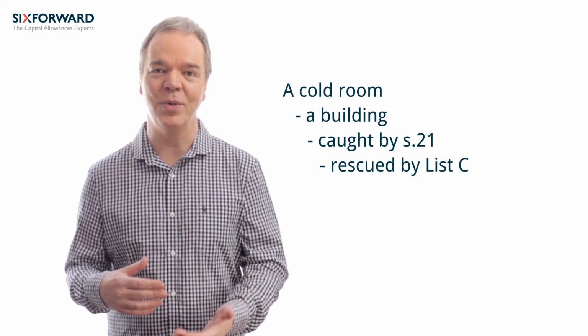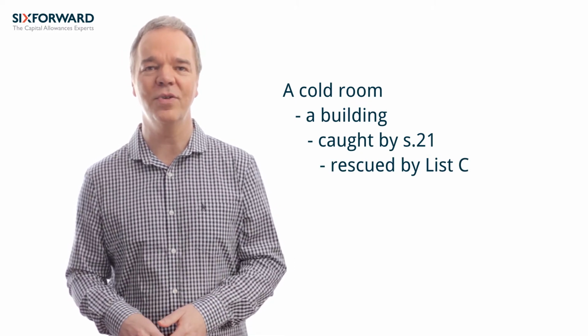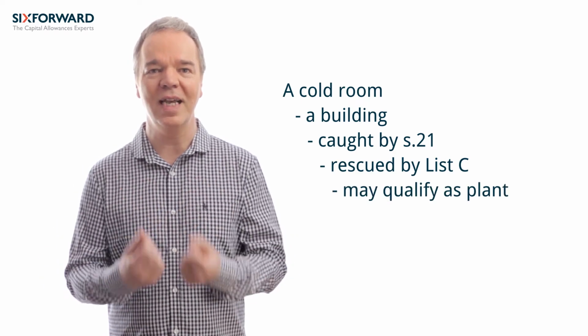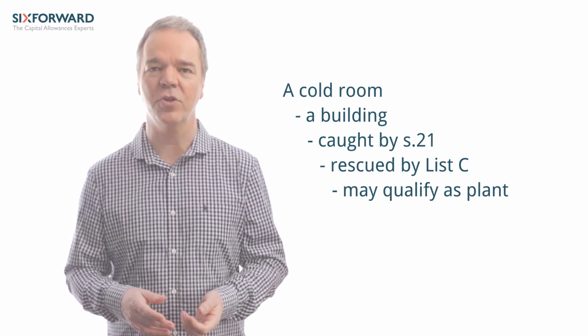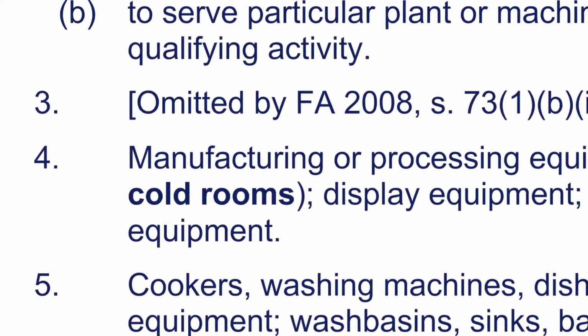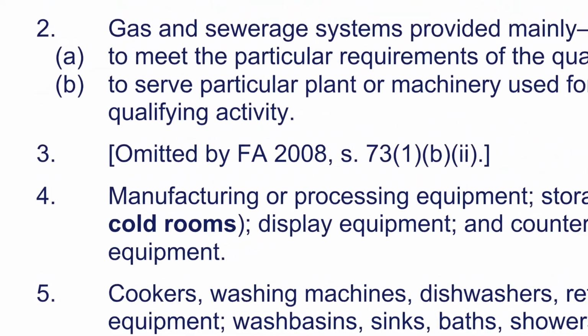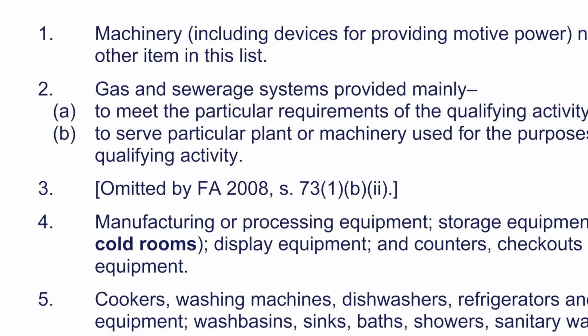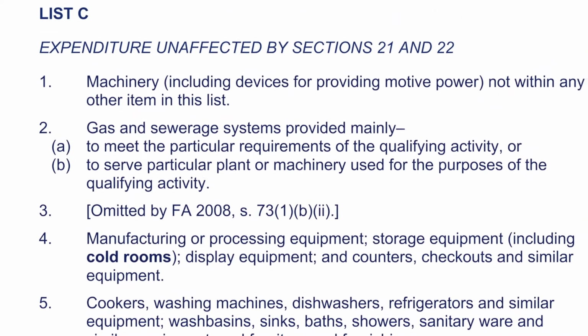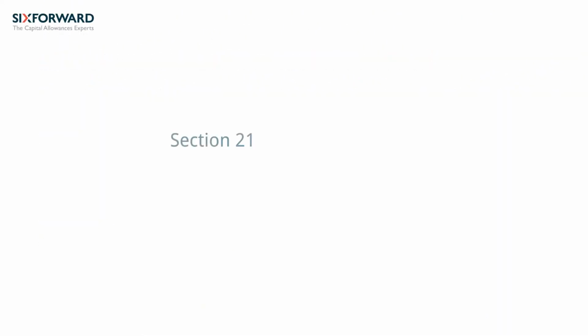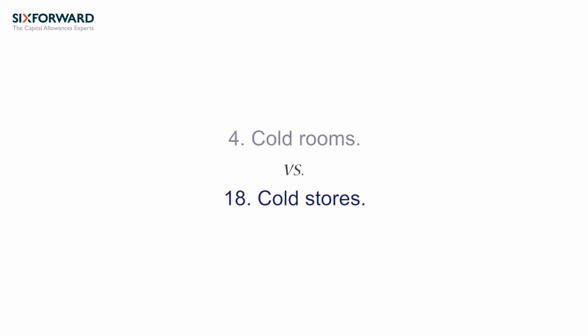However, Section 21 is subject to Section 23, and so we can search for a let-out clause in that later section. Item 4 at List C in Section 23 specifically refers to a cold room, so we can stop worrying about the Section 21 restriction as it no longer applies. Incidentally, Item 18 also refers to cold stores, and whether there is any real distinction is not immediately apparent.